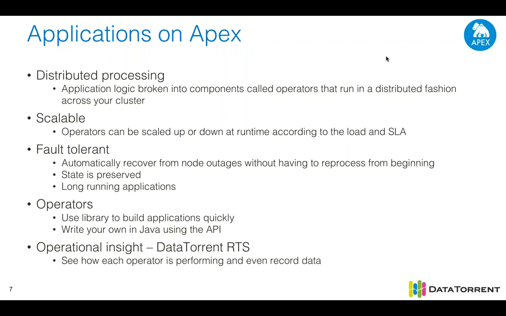And on top of Apex, DataTorrent provides an enterprise edition of the software, which includes other tools such as our operational insight tool. It will give you a detailed real-time analysis of your application, where you can see every operator of your application, how it's performing, what it's doing, its health, its statistics, and so on. And we'll look at that tool a little later.